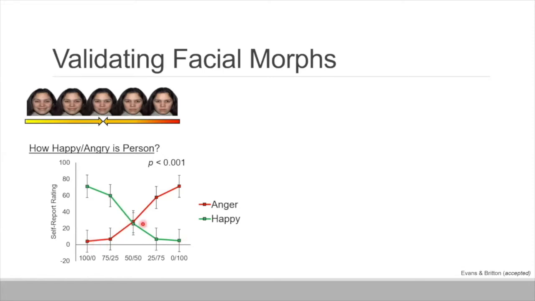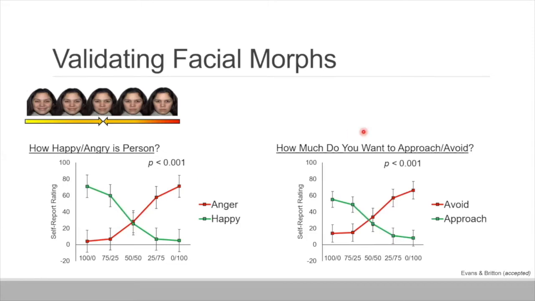And at 50-50, you can see here, folks are detecting that there's both anger and happiness in these facial expressions. And we see the same thing, although not quite as nice and symmetrical, for approach and avoidance motivation. So individuals are wanting to approach and avoid these sort of 50-50 faces with just about equal levels of intensity. So this was sort of a nice sanity check for us, just to make sure that our morphing procedure was working.